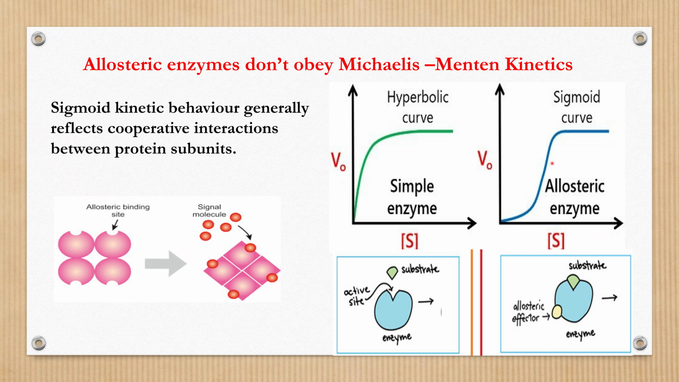We all know that allosteric enzymes are oligomeric proteins, that is, they have multiple subunits, and these multiple subunits act in a cooperative interaction manner. Because of this, you get a sigmoid curve in the case of an allosteric enzyme.